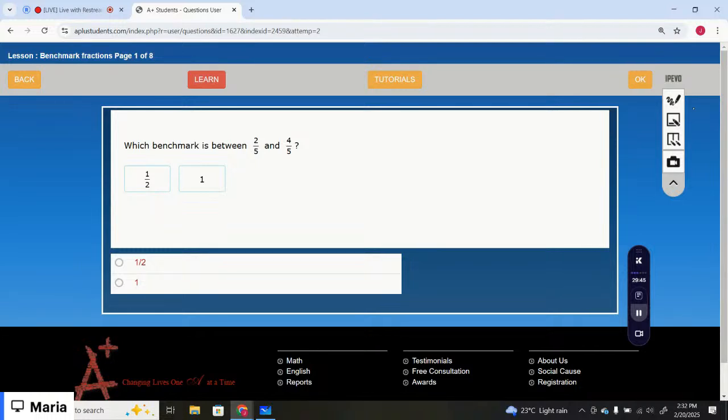Which benchmark is between 2 by 5 and 4 by 5? That's the one we just did. That is 1 over 2. 1 by 2 is less than half and greater than 4 by 6. Option number 1 is the correct option.